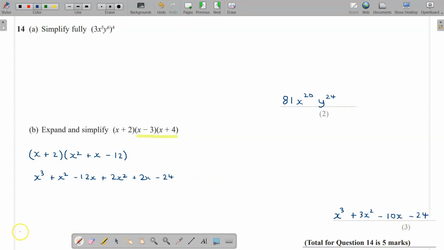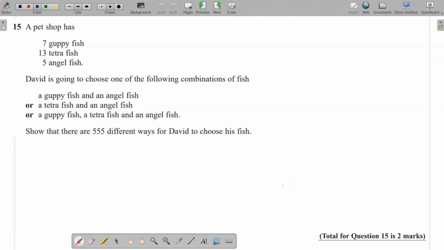Okay, and that's it. This question is about a pet shop with different types of fish, and David's going to choose one of the following combinations: a guppy fish and an angelfish, or a tetra fish and an angelfish, or a guppy, tetra, and an angel. We've got to show that there are 555 different ways for David to choose. Now you need to make sure you show it in a logical and clear way.